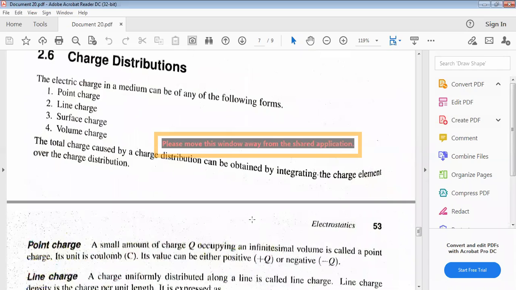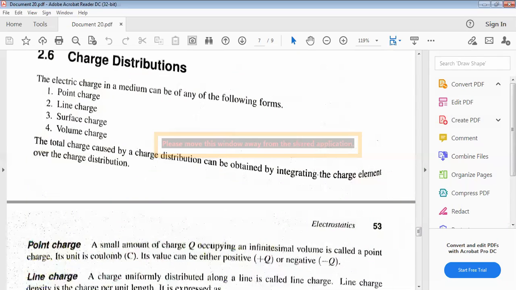The electric charge in a medium, in free space or any medium, can be of any of the following forms. It may be in the form of a point charge, or in the form of an integration of those points. See here.